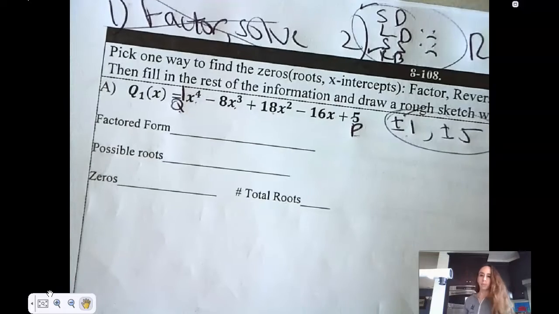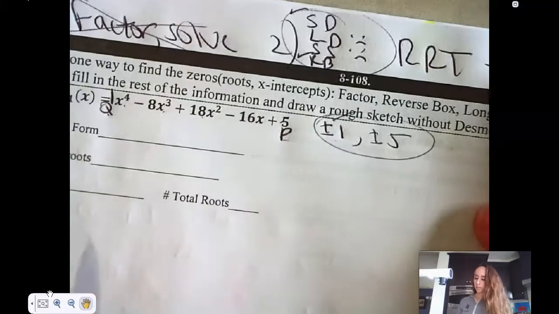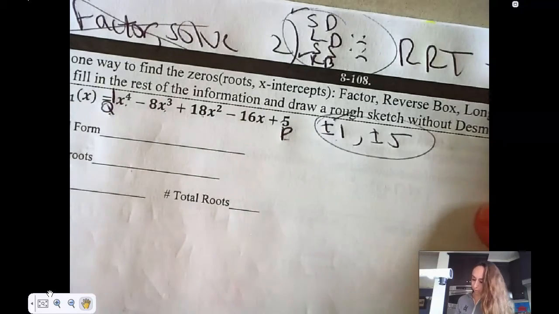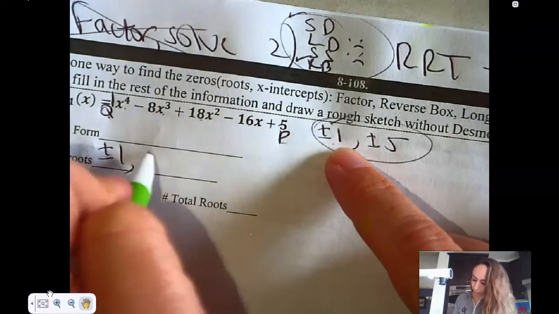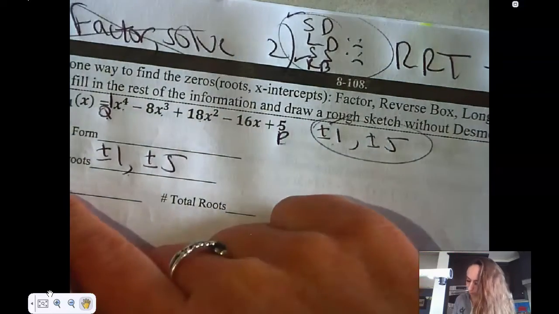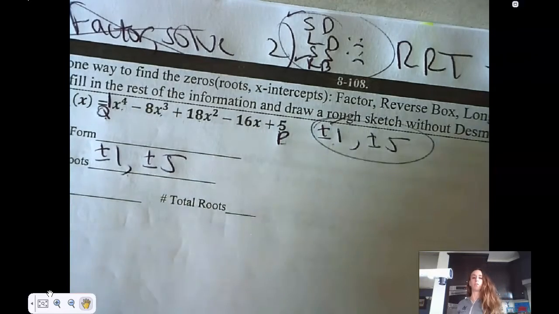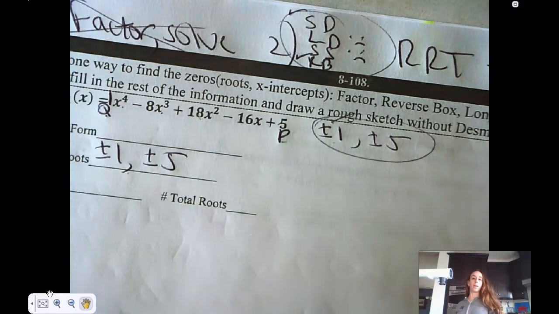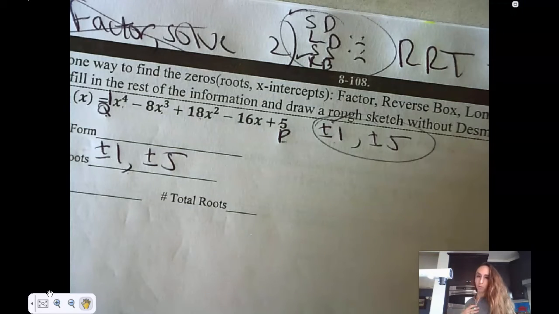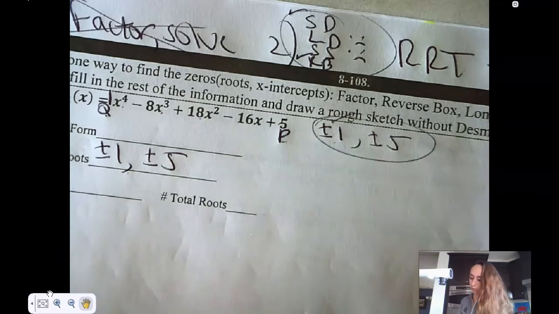Okay? Now, these are the possible roots. Oh, I guess here. So let me put that down. Plus or minus 1, plus or minus 5. That's my PQ. It doesn't mean those are it. It just means it's my possible. So now I can choose what I want to do. Synthetic or reverse box. I prefer synthetic because I think it's easier and quicker.